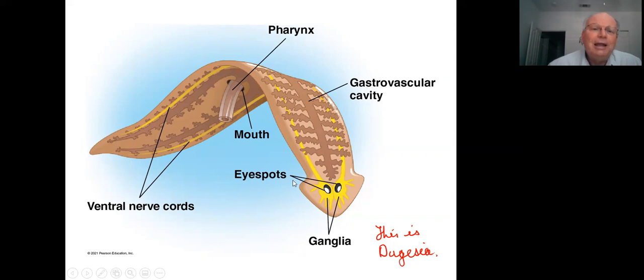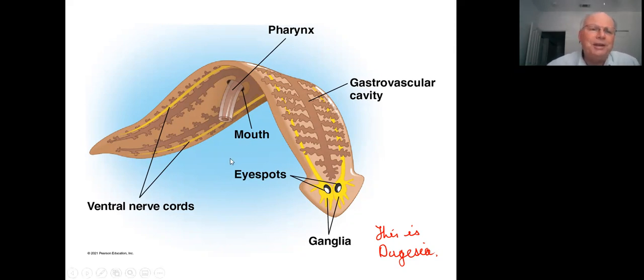It has a single layer of muscles that run longitudinally that allow it to undulate if it's swimming in the water column, or it can cruise on cilia on the underside of the animal across the surface, and it can actually secrete a mucus material that allows it to glide across the surface.